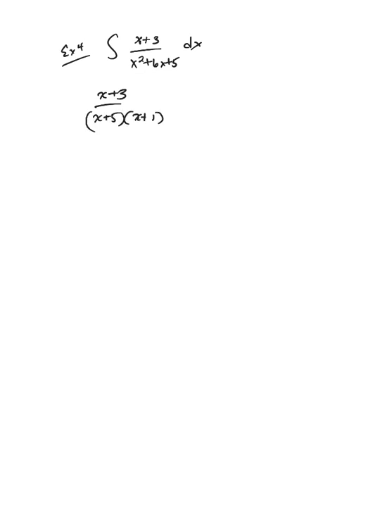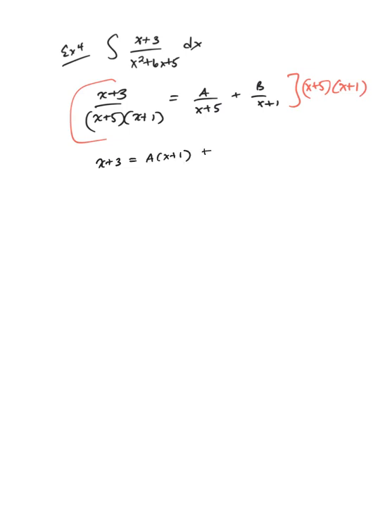So I'm just going to factor it. So I get A over x plus 5, B over x plus 1. I multiply through by x plus 5 times x plus 1. So now we just have x plus 3 equals A times x plus 1 plus B times x plus 5.